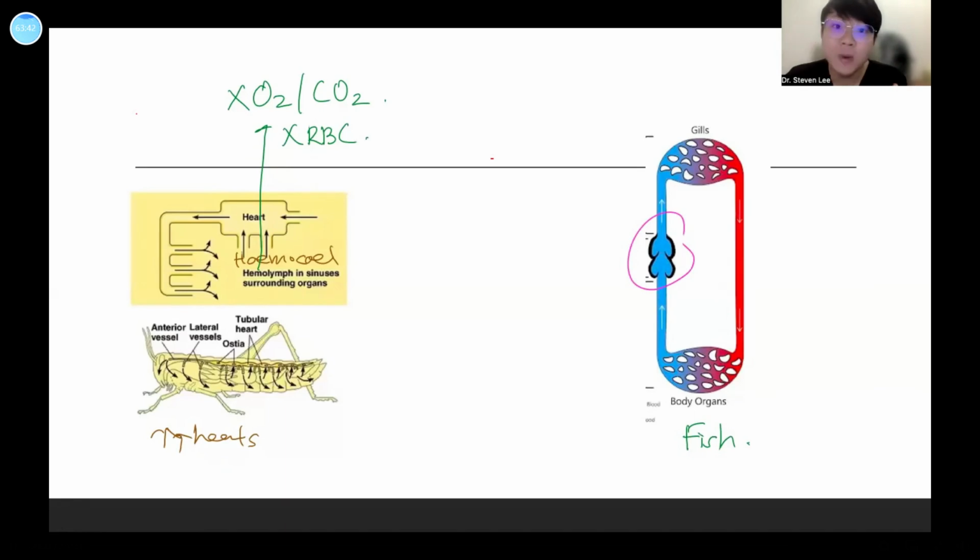This is important. You know, they always ask about heart chambers. So for the fish, berapa ruang dia ada? Ruang chamber. There are two chambers. So maksudnya dia ada satu atrium, satu ventricle.